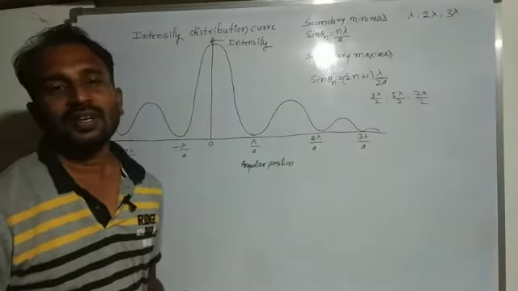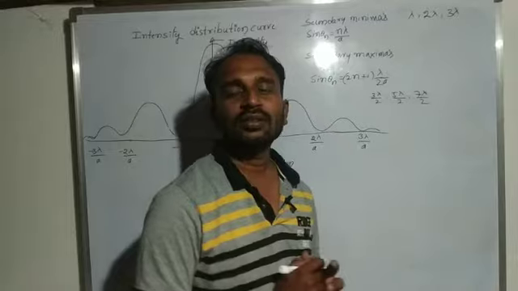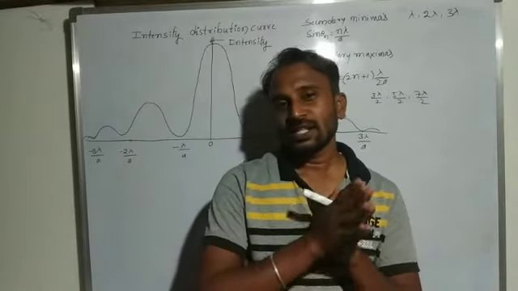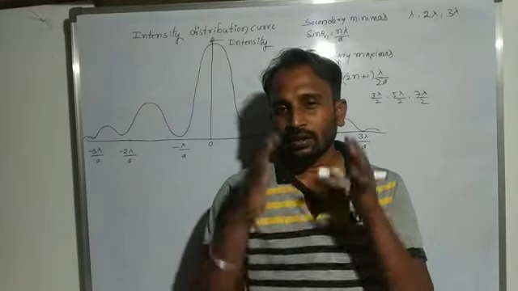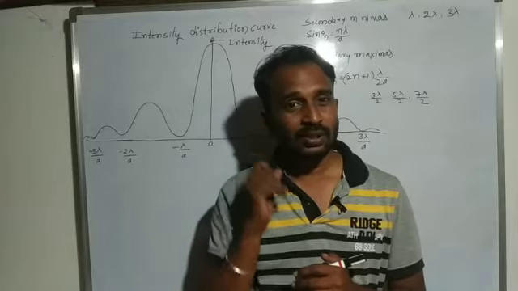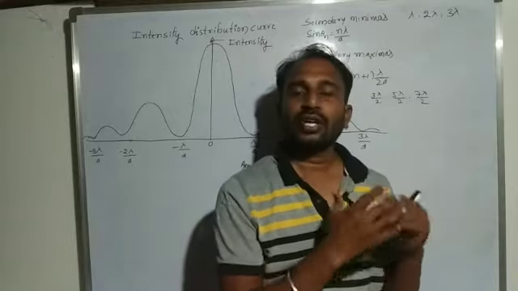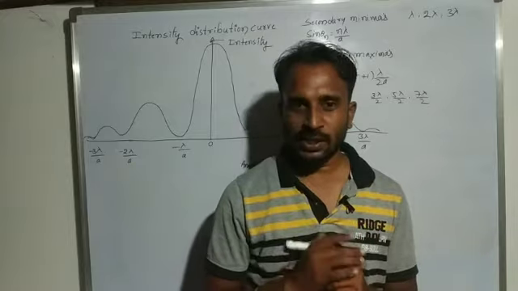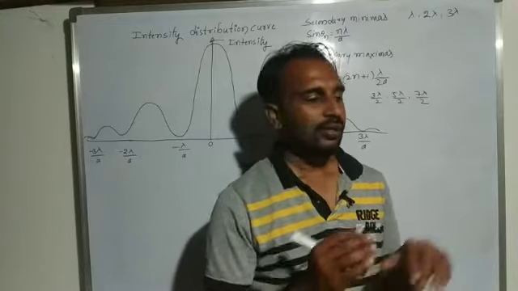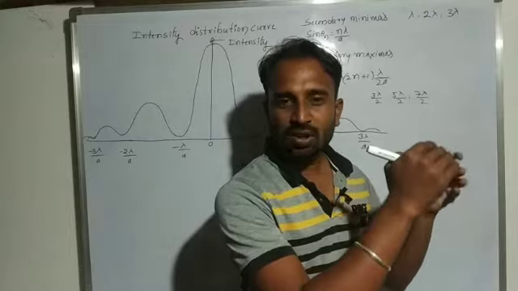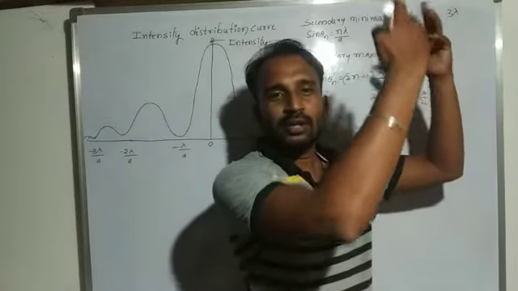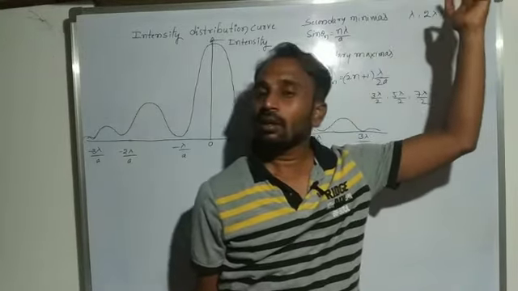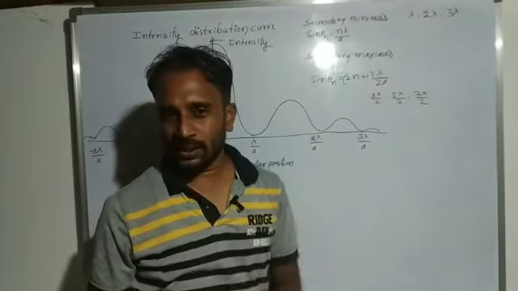Hi dear students, yesterday we already completed diffraction at a single slit. In single slit diffraction, after diffraction we get bright and dark fringes on a screen. Bright fringe, afterwards dark fringe, bright to dark, bright to dark, so finally we will get dark fringes on the screen.